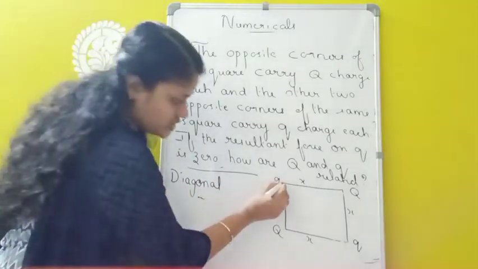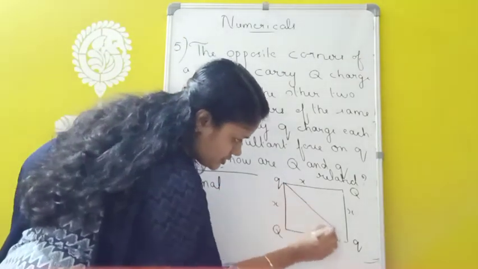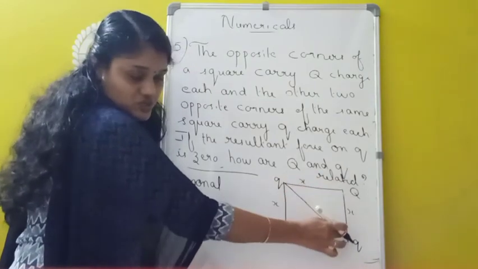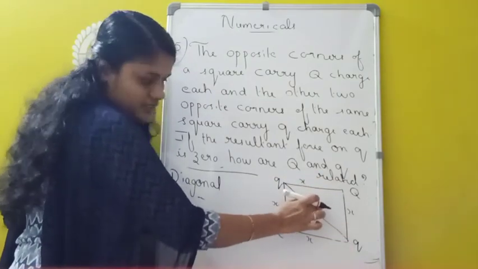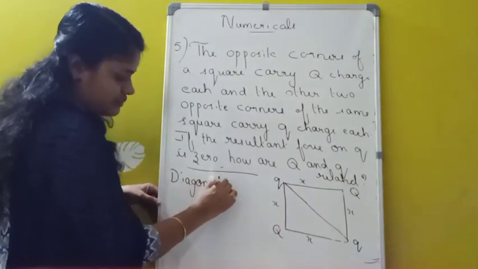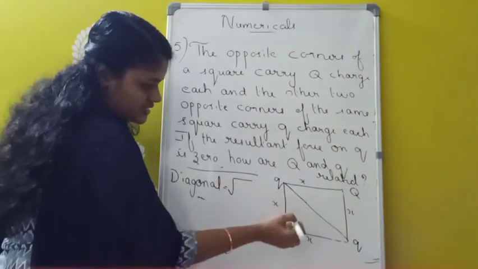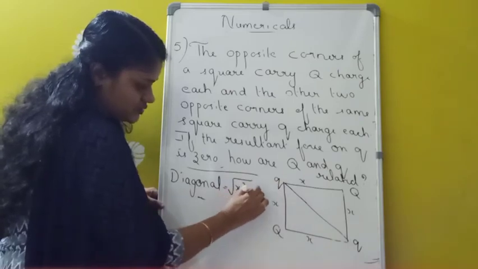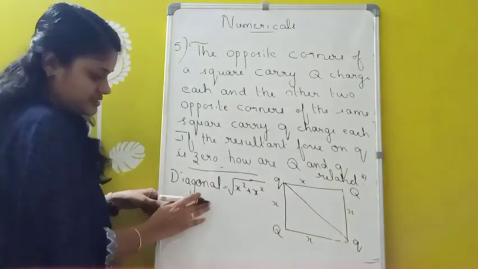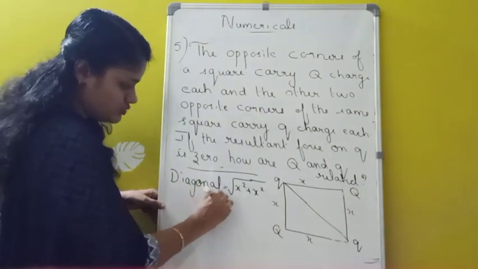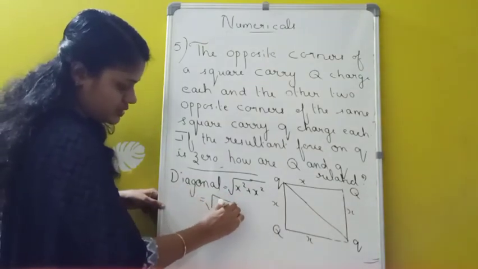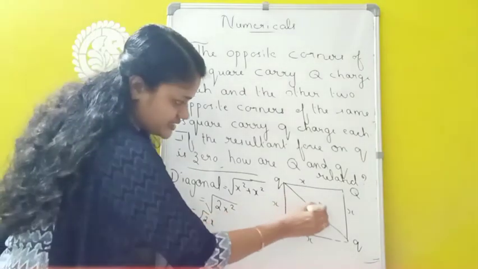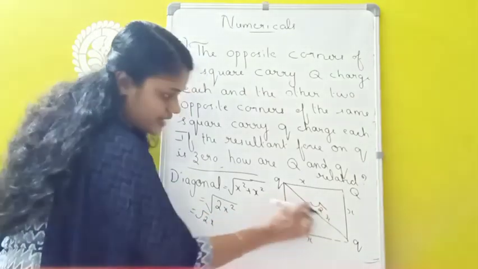Okay. So when you draw a diagonal here, this may be the hypotenuse. Hypotenuse square equals base square plus altitude square, or hypotenuse equals the root of base square plus altitude square. What is the base here? x square, plus altitude square, which is also x square. So the root of x square plus x square is equivalent to the root of 2x square, or we can write root 2 into x. So this root 2 into x is the diagonal distance.